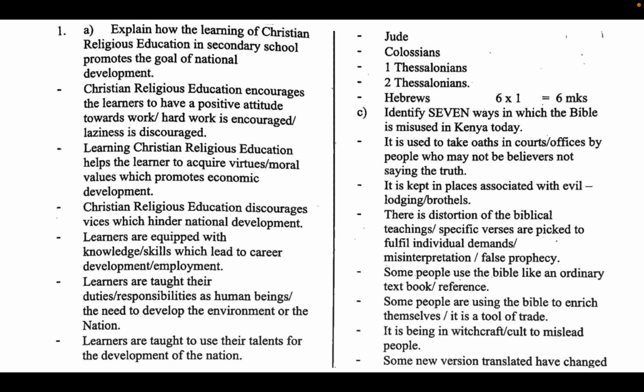Learners are taught their responsibilities as human beings and their need to develop the environment or the nation. Learners are taught to use their talents for the development of the nation. Learners are taught to appreciate their culture and that of others to promote national cohesion. Christian religious education stresses the importance of peace, love, unity, which contributes to a favorable working environment.